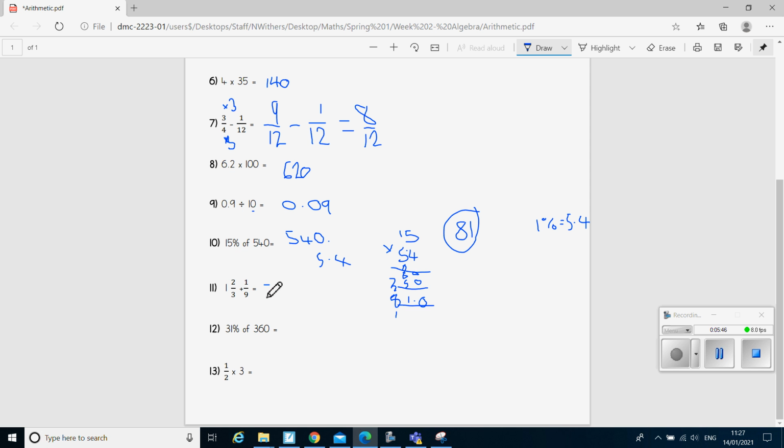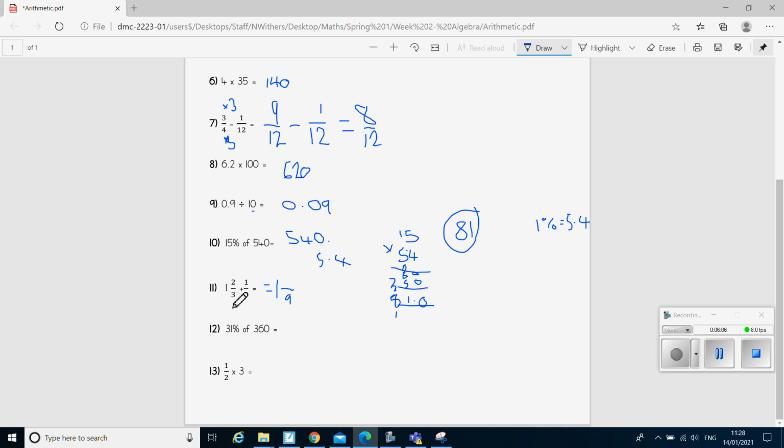Okay, question 11. I've got 1 2/3 add 1/9. So this time it's the same as adding fractions. I've just got a whole number in there as well. So I've got 1, and at the moment it's 2/3. I want to find that common denominator, so I'm going to convert it to ninths.